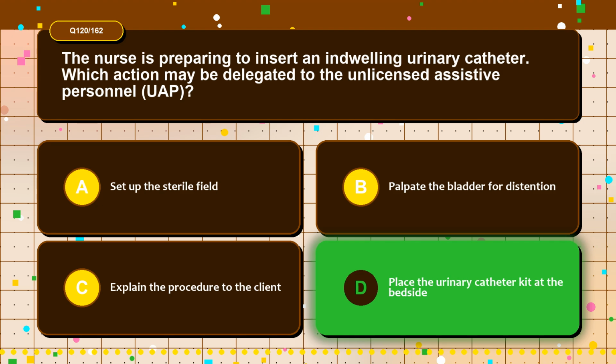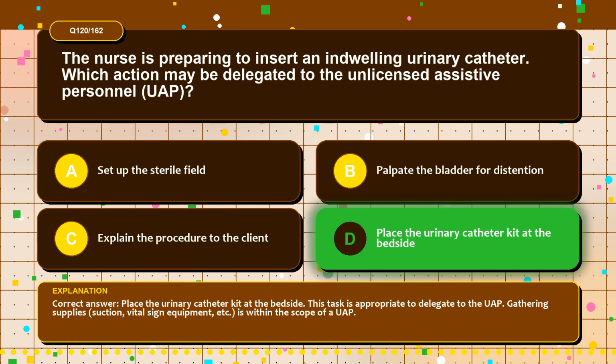The correct answer is option D. Place the urinary catheter kit at the bedside. Correct answer. Place the urinary catheter kit at the bedside. This task is appropriate to delegate to the UAP. Gathering supplies, suction, vital sign equipment, etc. is within the scope of a UAP.